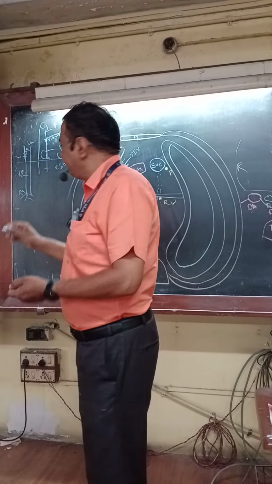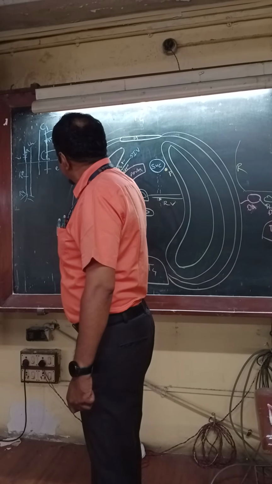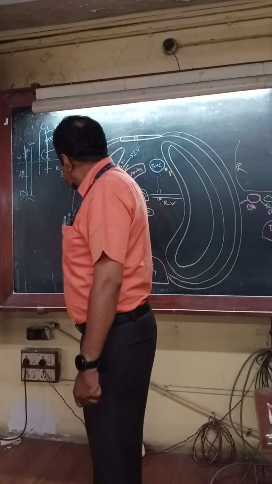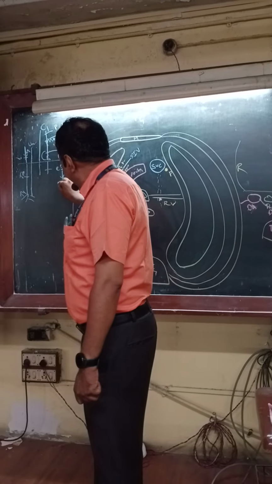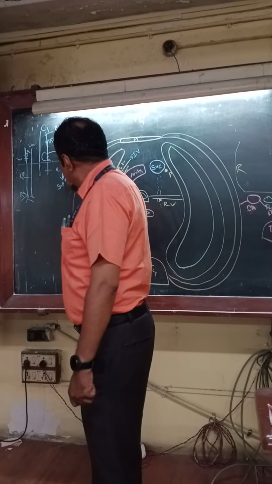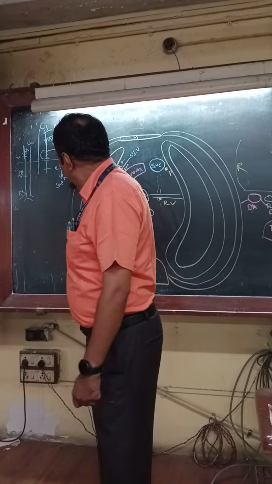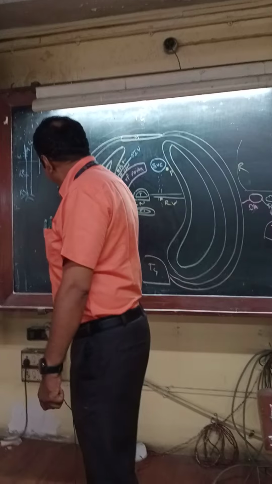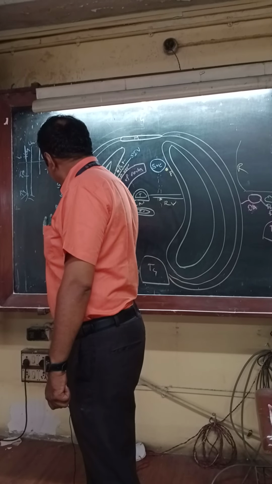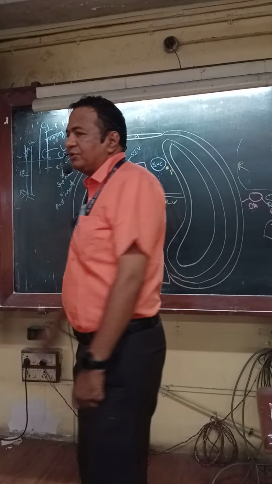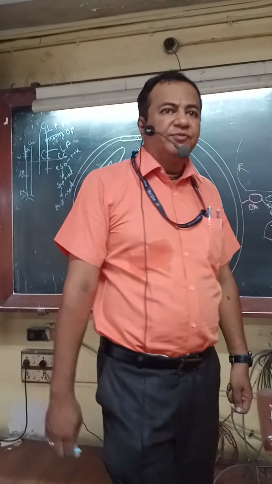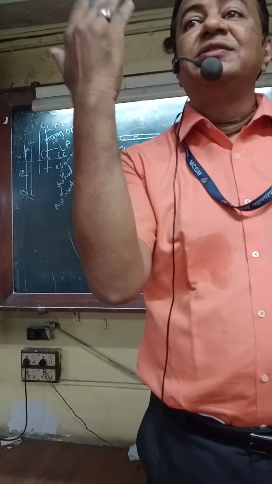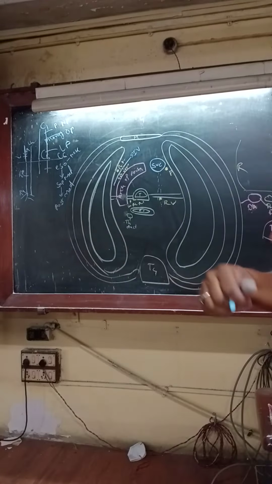Now what happens to the esophagus? So esophagus, it starts in the neck. From the neck it goes to superior mediastinum. From superior mediastinum it goes to posterior mediastinum. The anterior most structure in the posterior mediastinum is esophagus.